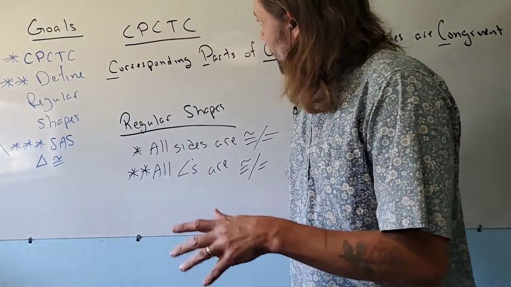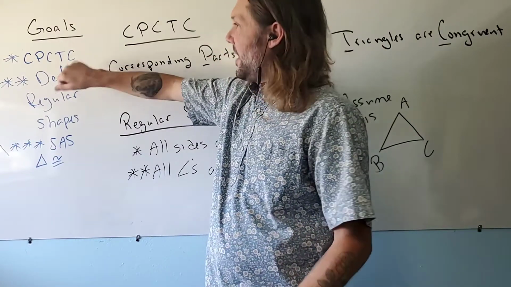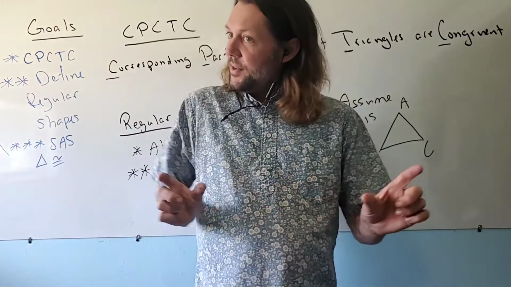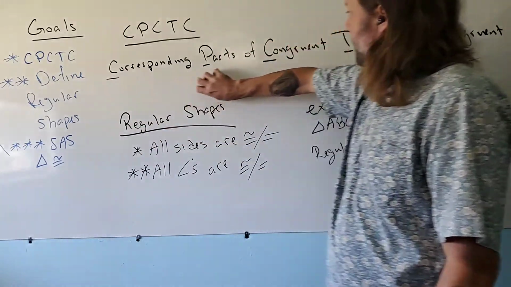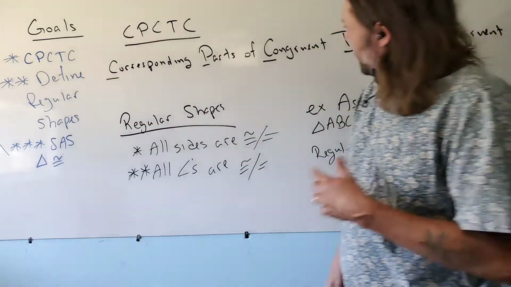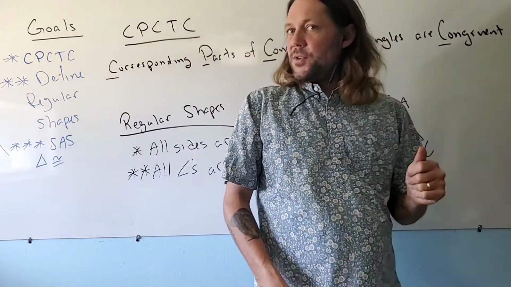And our reason in the 2-column proof would be CPCTC, and that's you telling me that these side lengths must be the same because these side lengths are corresponding parts of congruent triangles. So this is a way to go 1 step beyond proving triangles are congruent.